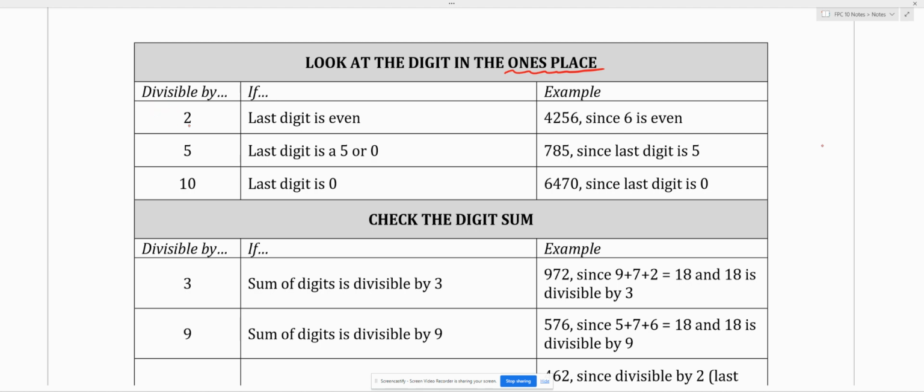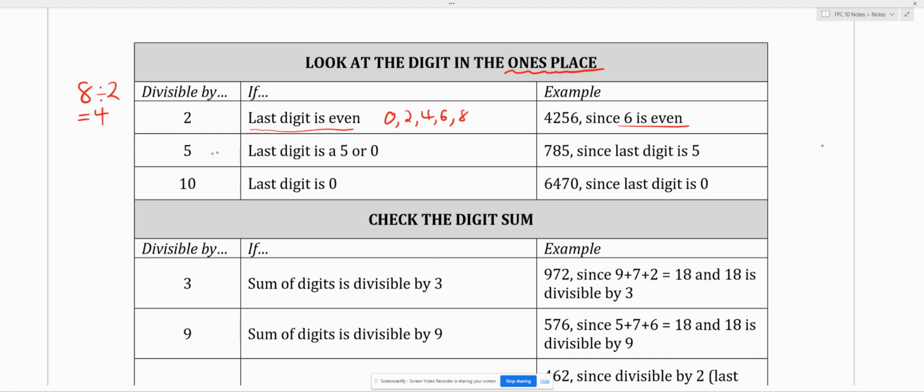So if something is divisible by 2, meaning can it be divided evenly? Okay, so 8 would be divisible by 2 because if you divide it by 2, it divides evenly to 4. That's the idea. So the rule is it's divisible by 2 if the last digit is even. What's an even number? It ends in 0, 2, 4, 6, or 8. So this number 4,256, since 6 is even, it's divisible by 2.